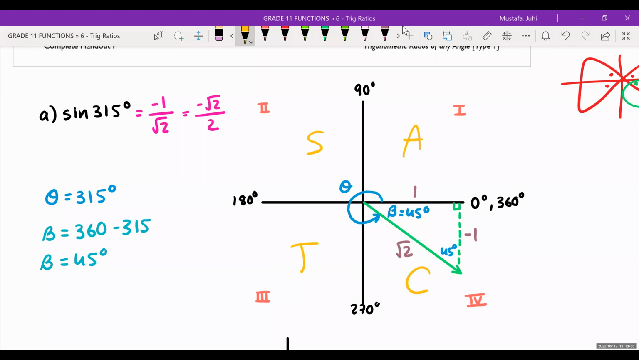How can I make sure that you're not using a calculator? Because no calculator is going to give you -root 2 over 2 when you put in sine 315. It's going to give you 0.8 blah, blah, blah. So if you give me a decimal answer, it's just going to be completely wrong.